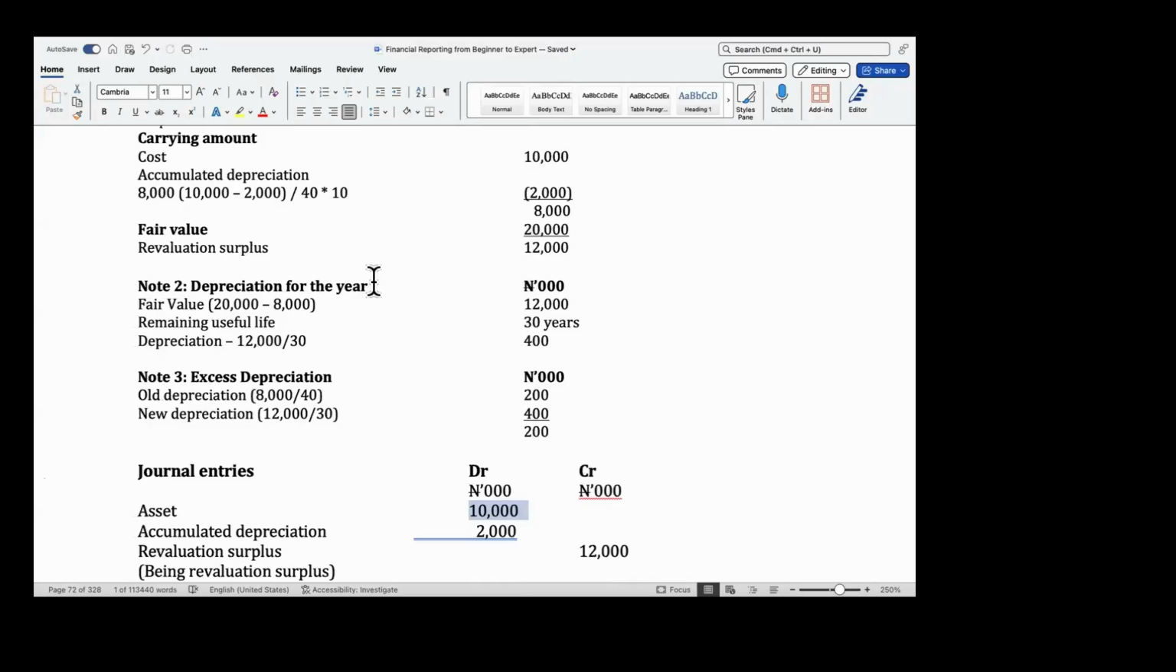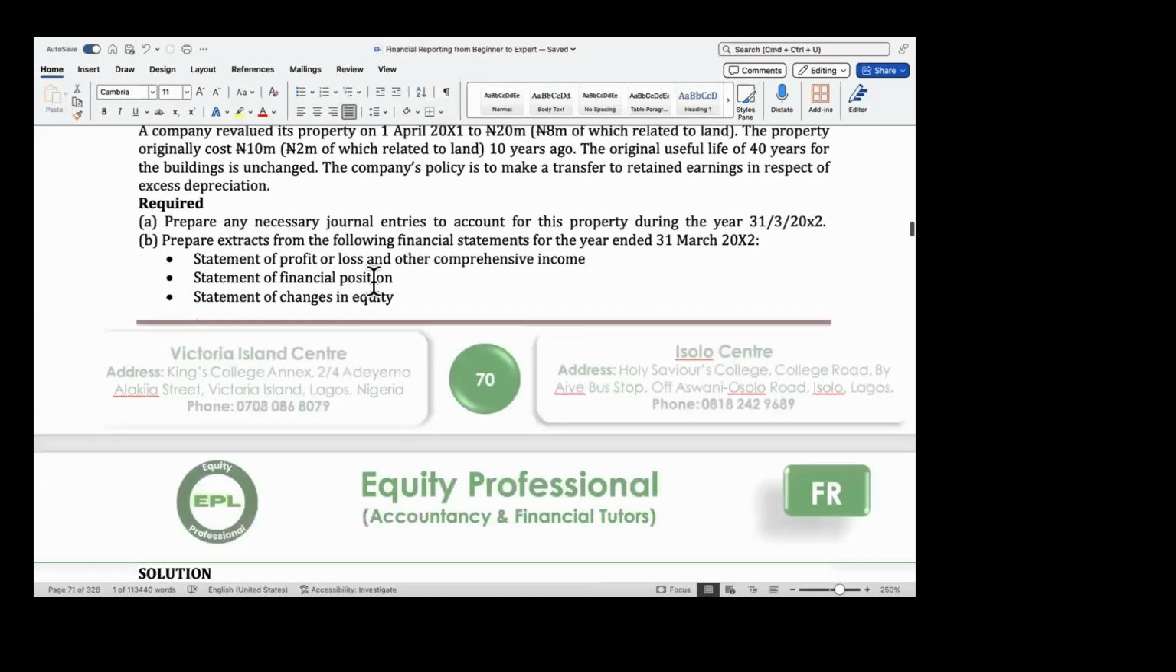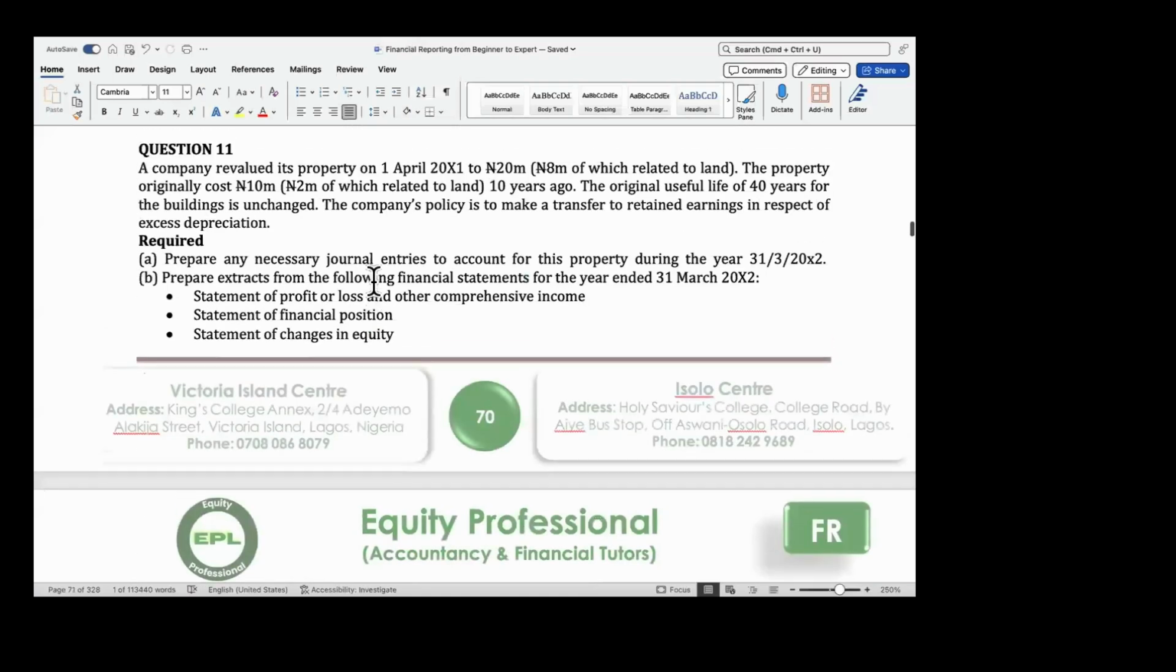It's to increase the value. The initial value of the asset, both land and building, was 10 million naira. So when it was revalued at 20 million naira, we need to increase the cost of the asset in the books to 20 million naira. So in that case, we debit the asset account by 10 million naira.